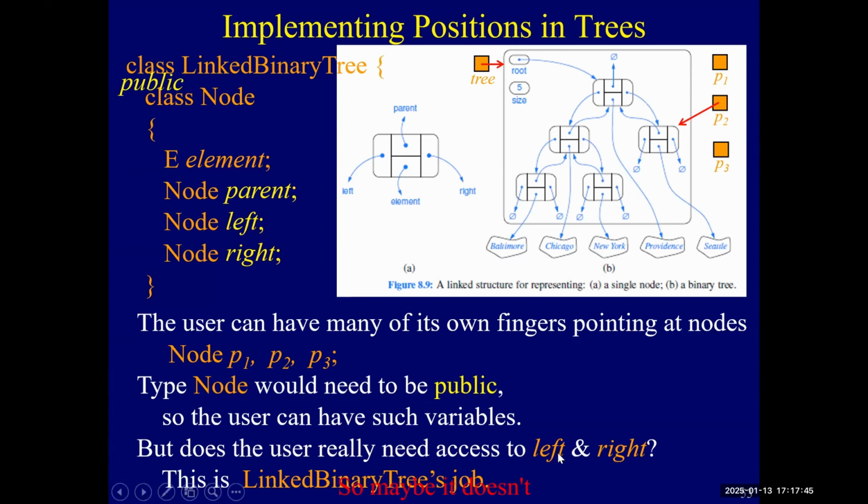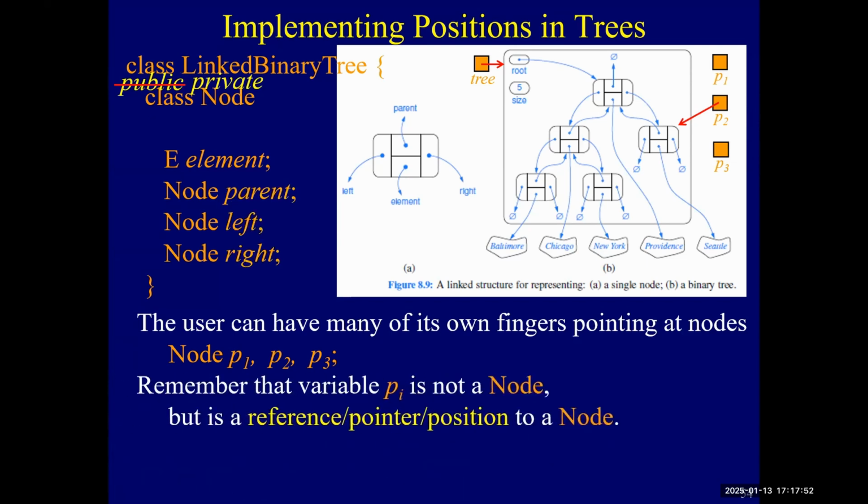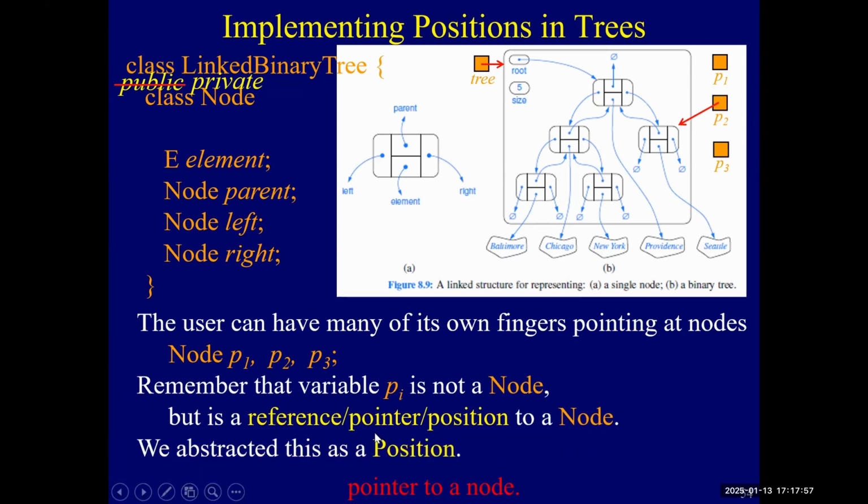So maybe it doesn't need access to left and right, so we could make it private. Now PI is not a node, it's a pointer to a node. And so we're going to abstract it as a position. And so here we're going to say node implements position. So position is an abstract data type which allows you to point at things.